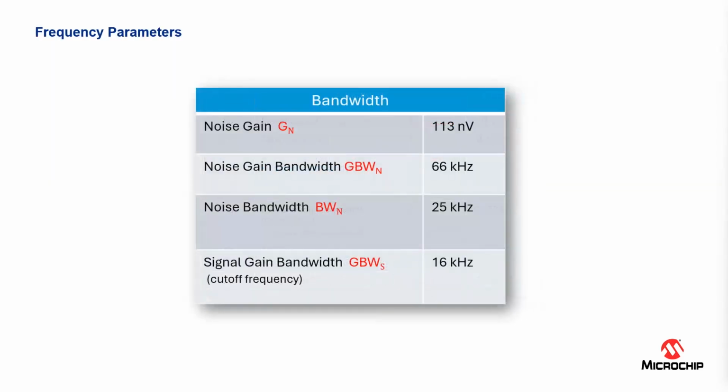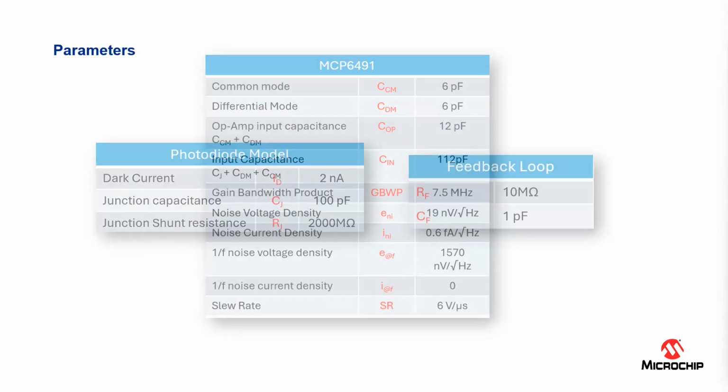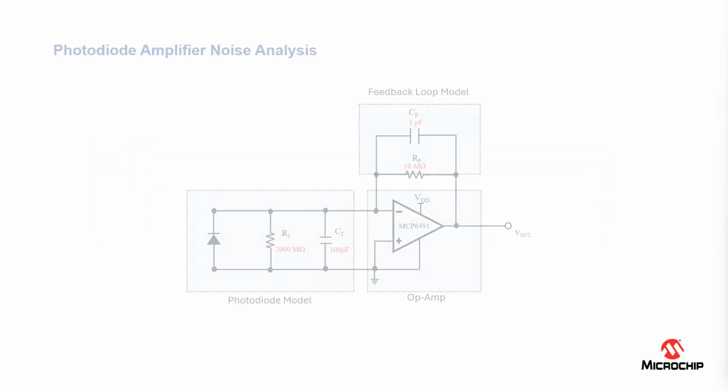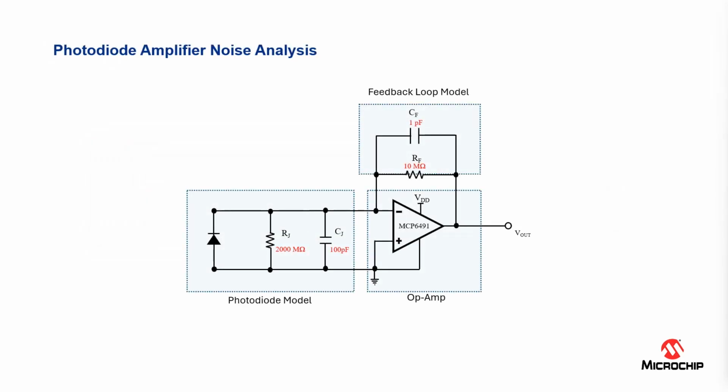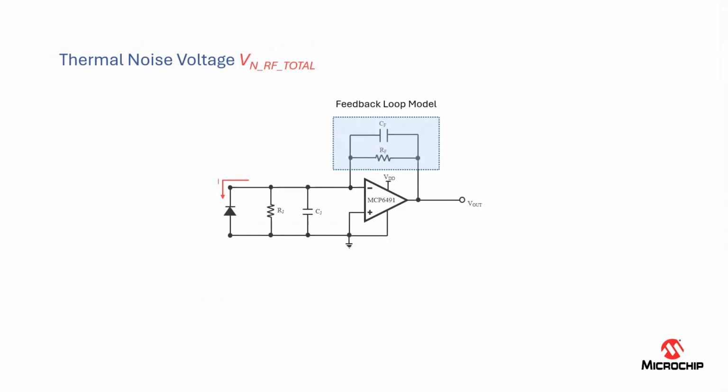So now that we have all the parameters and have collected all the information from the datasheets and the circuit, let's focus on the noise analysis of the photodiode amplifier. Like we mentioned before, there are 3 noise sources in the photodiode amplifier circuit. Let's begin with the feedback loop.